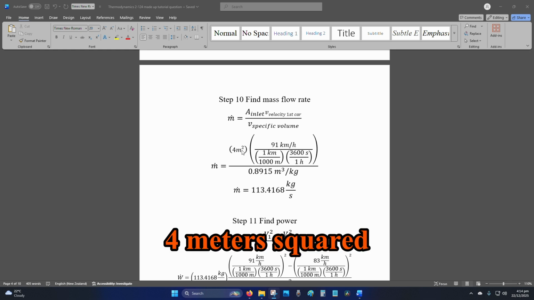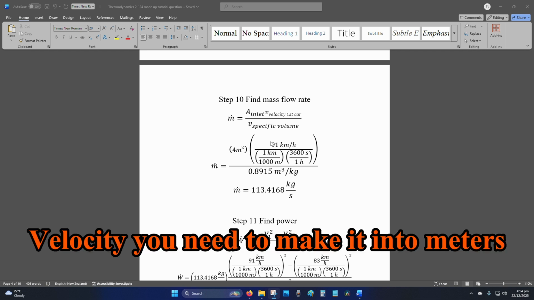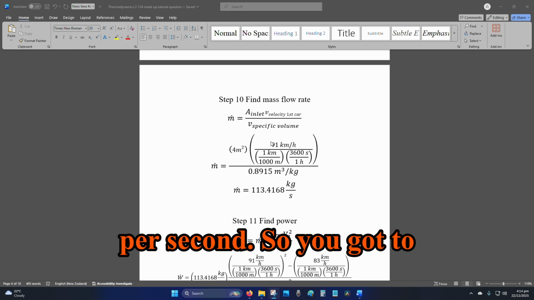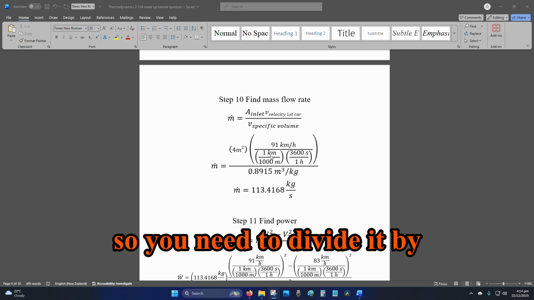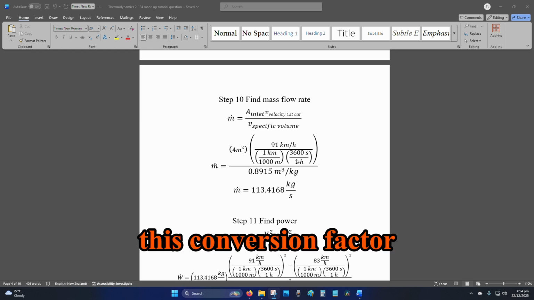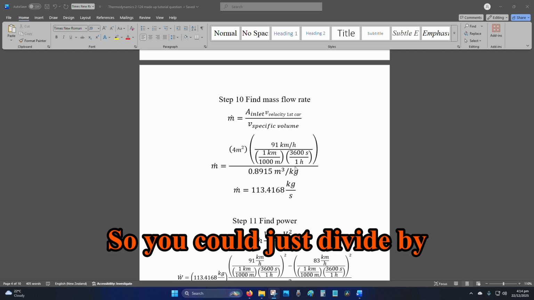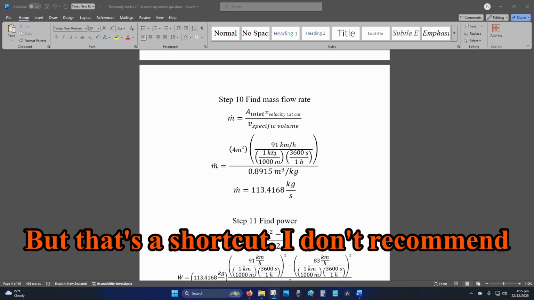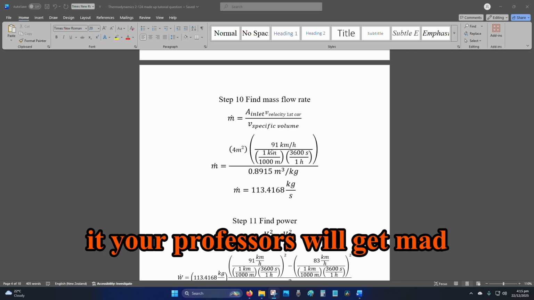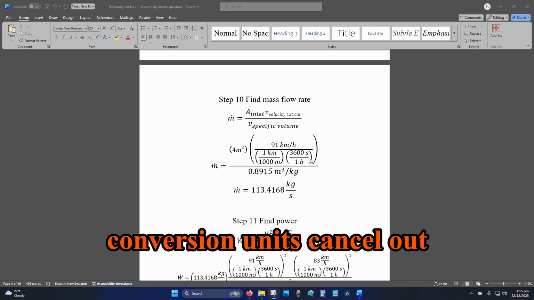So 4 meters squared, that's given in the question. For your velocity, you need to make it into meters per second. So you've got to convert kilometers per hour. So you need to divide it by this conversion factor. So you could just divide by 3.6, but that's a shortcut. I don't recommend it. Your professors will get mad because they want you to do it properly and have all the conversion units cancel out.